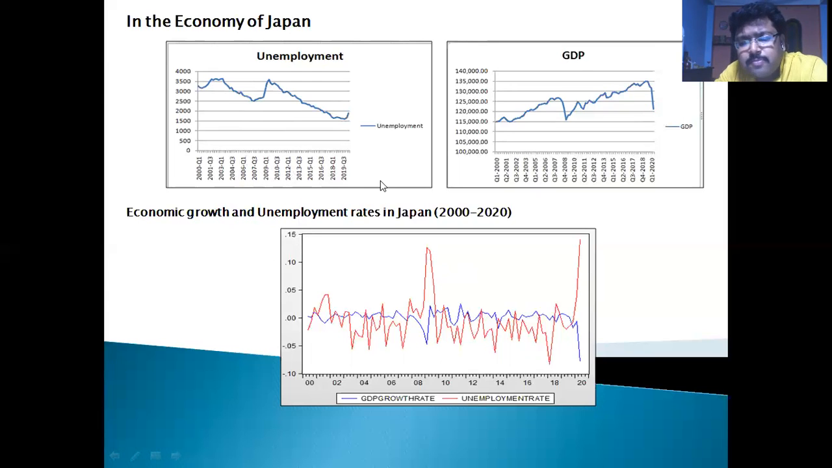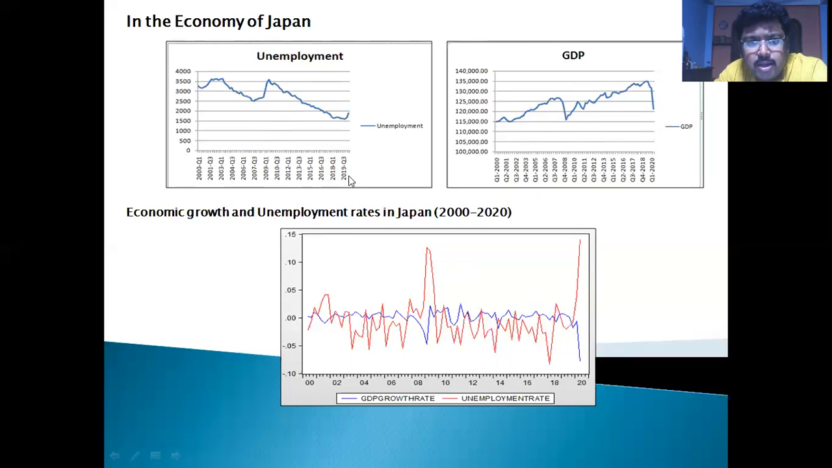And if you can remember, there was a worldwide recession, so there is an increase in the unemployment rate. Now look at the GDP. The GDP at that time in Japan has a fall. At the same time, there is an increase in the unemployment rate and a fall in GDP.